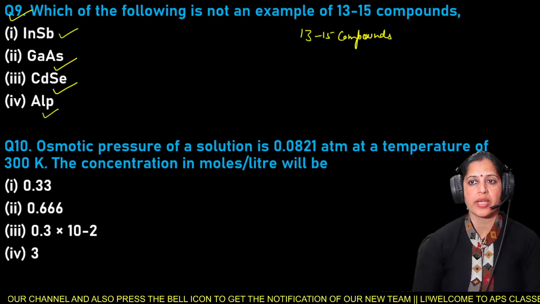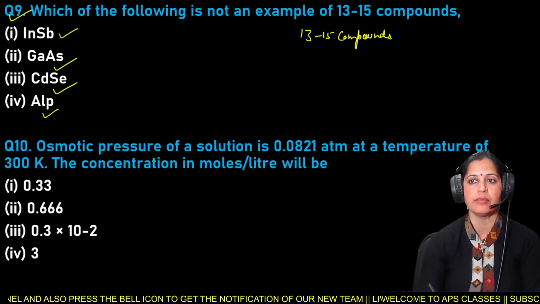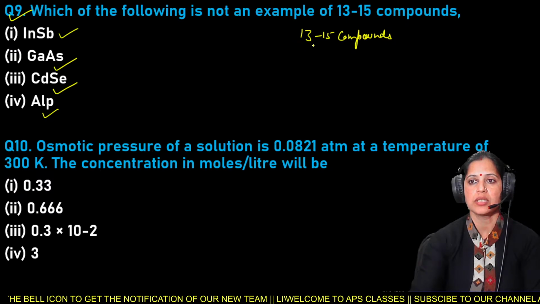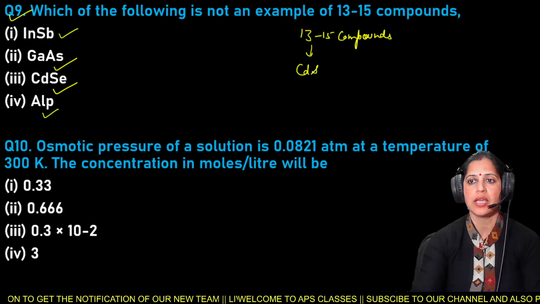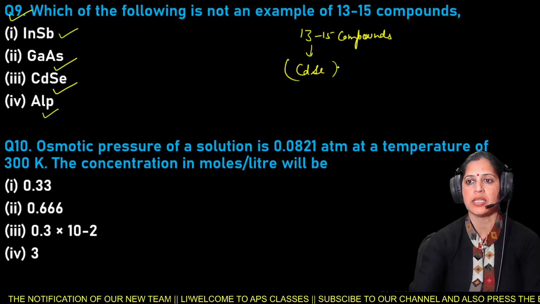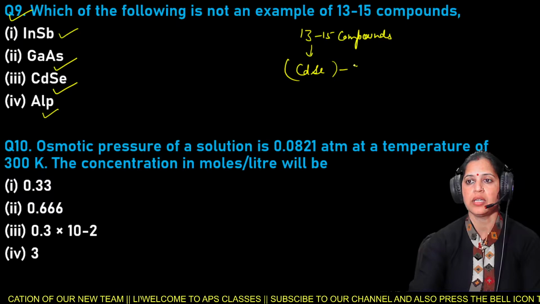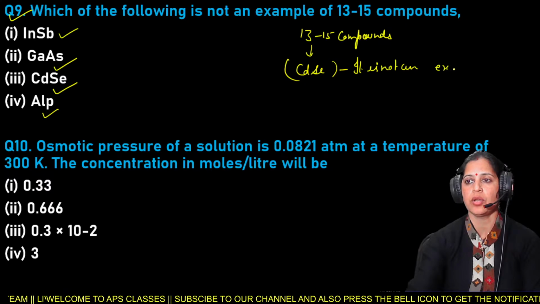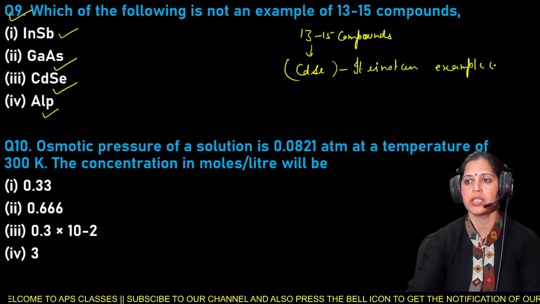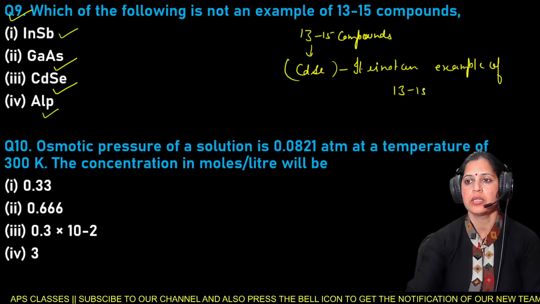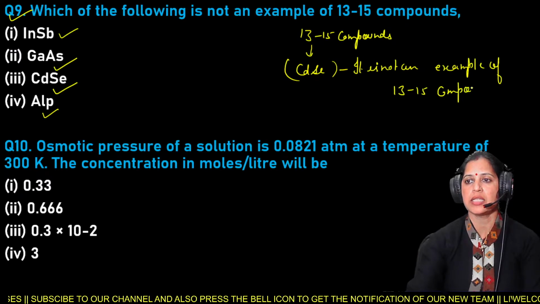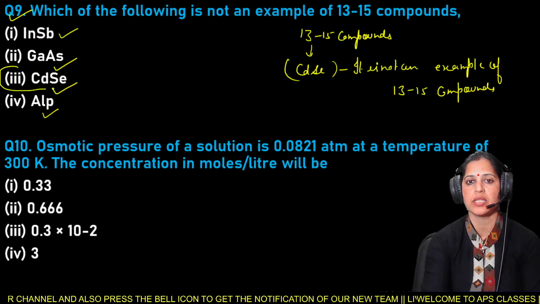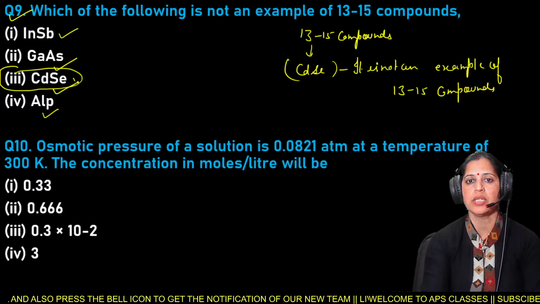So beta, the one that is not an example of 13 to 15 compounds is CDSE. CDSE is not an example of 13 to 15 compounds. So here option 3 is the right answer for question number 9.